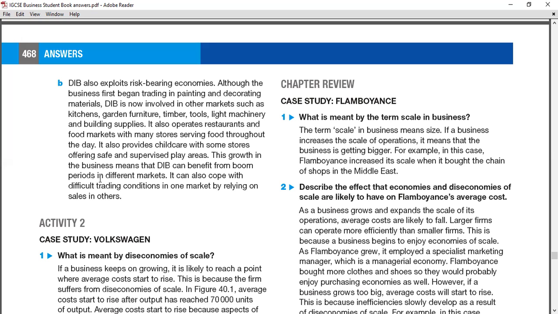This growth in the business means that DIB can benefit from boom periods, like booming economic growth times, in different markets. It can also cope with difficult trading conditions in one market by relying on sales of others. So this is how organizations like DIB normally operate. They have two economies of scale: they operate in technical and risk-bearing economies of scale, right?